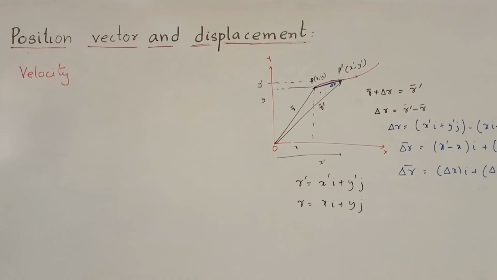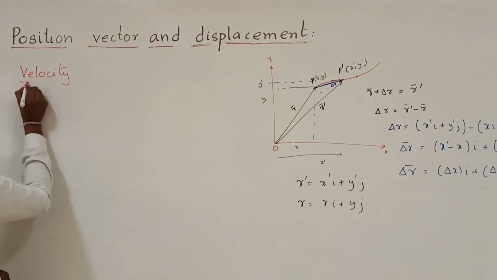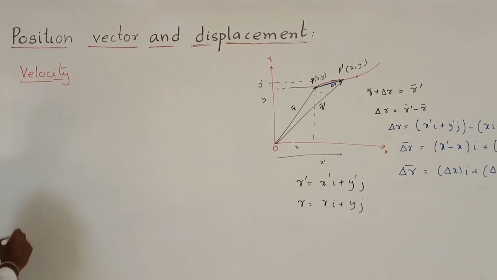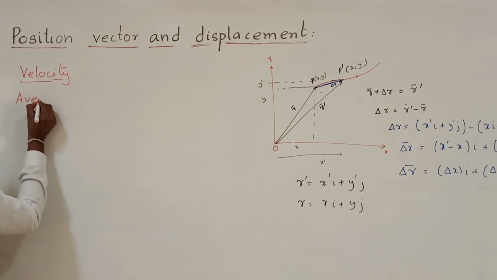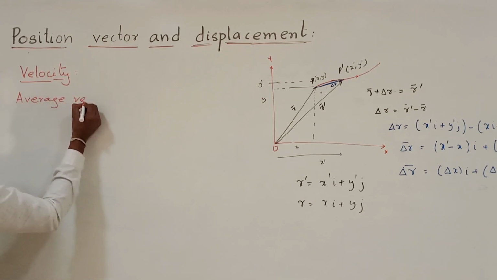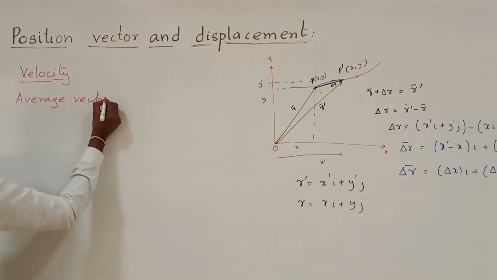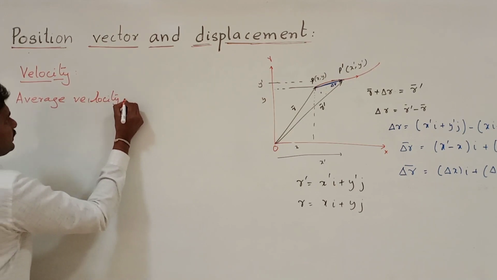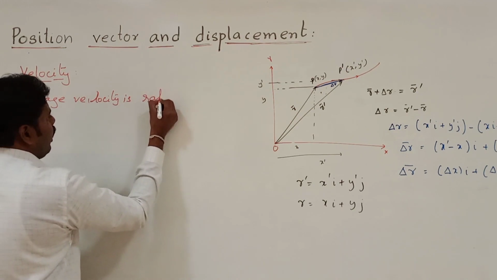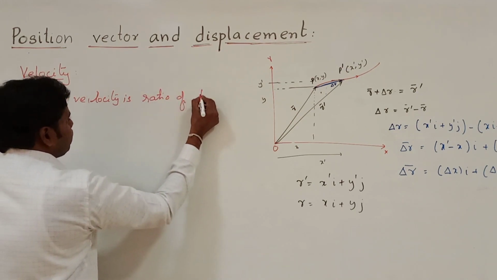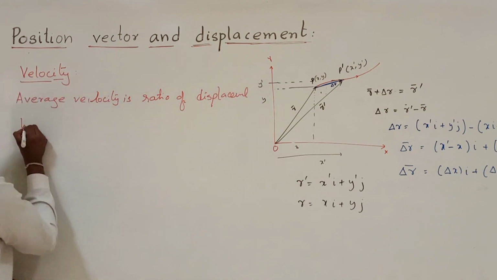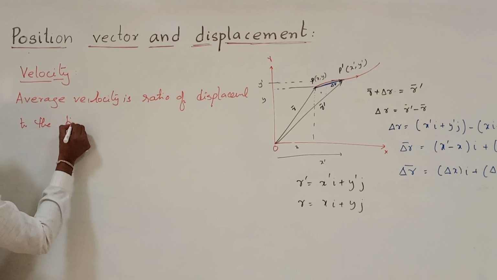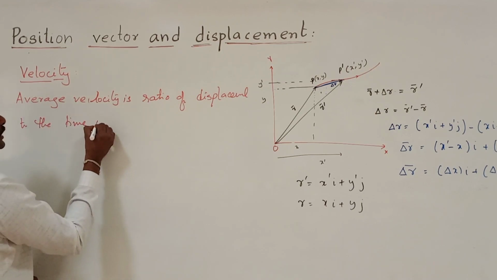Now how to consider the average velocity concept and the instantaneous velocity concept. What is meant by velocity? How to define it from this? It involves the displacement and the time interval. So let's see average velocity. Average velocity is the ratio of displacement to the time interval.